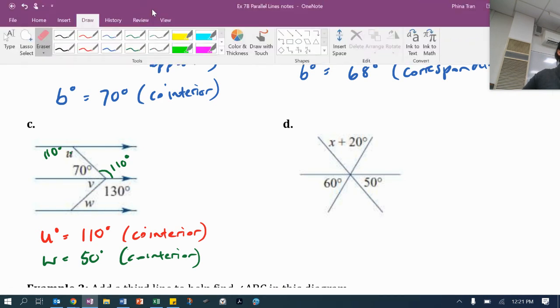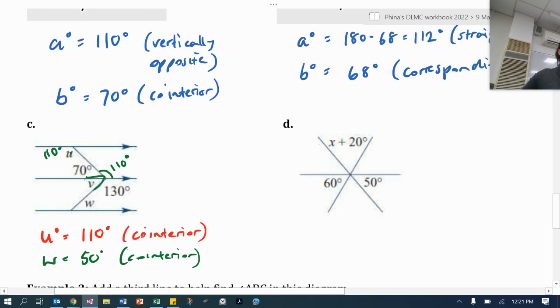So it's alternate with W and V. So there's your Z there. So then you can get to W that way, V that way as well. So lots and lots of reasons. So many ways to do it. So whichever reason you use, I'm just going to write alternate.